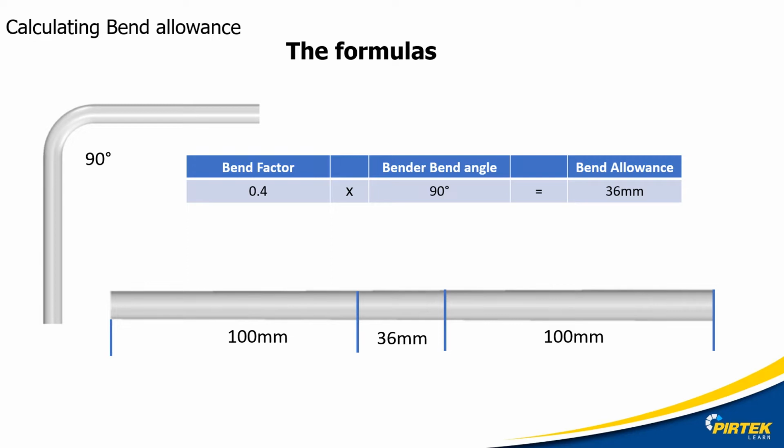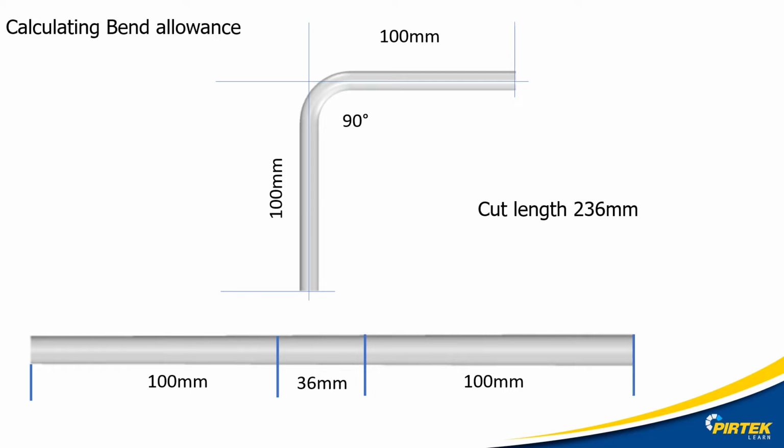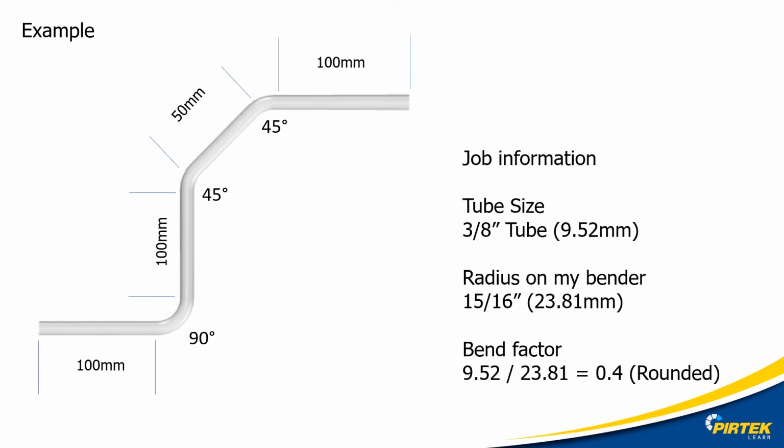Here we have our tube marked out. So we have the first 100 millimeters, then we add the 36 millimeter bend allowance, then the remaining 100 millimeters. What that means is that we have to cut our tube to 236 millimeters to get the correct dimensions on our bent component. Let's have a look at a little bit more complex example.